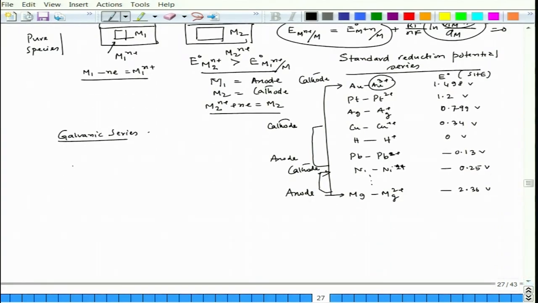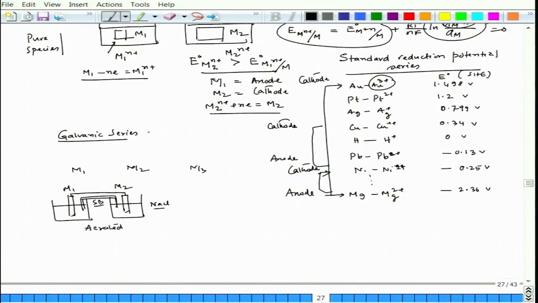Okay. So let us say we have a metal M1 and M2 and another metal M3. Let us say this M1 metal and M2 metal are dipped in, let us say, NaCl solution or seawater solution. This is M1, this is M2, and let us say this is aerated solution. And if we connect them, this is a salt bridge, SB is nothing but the salt bridge.